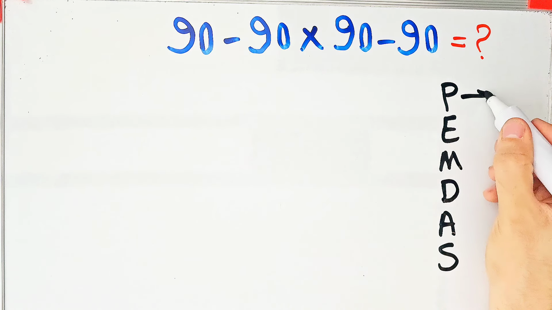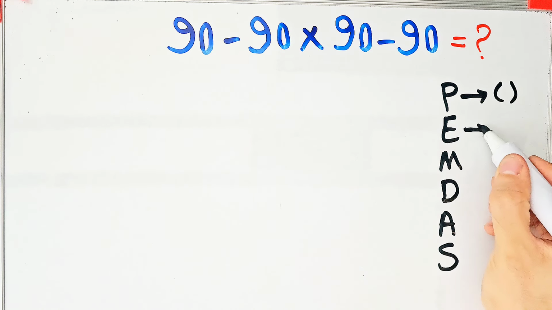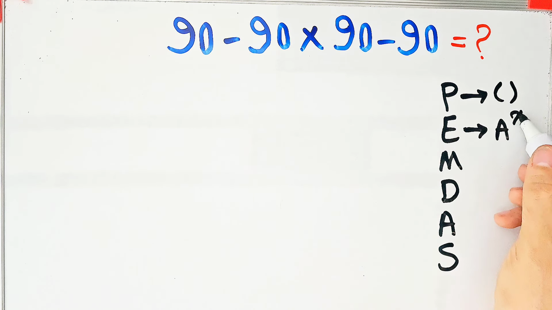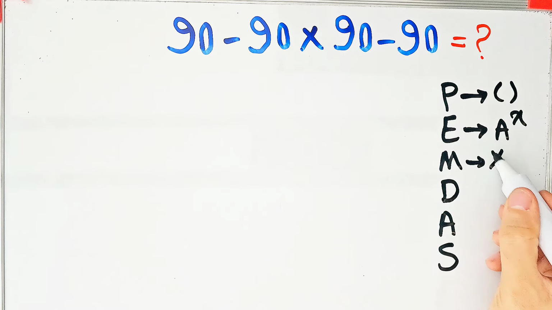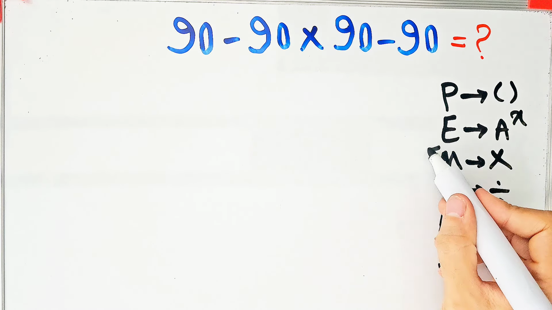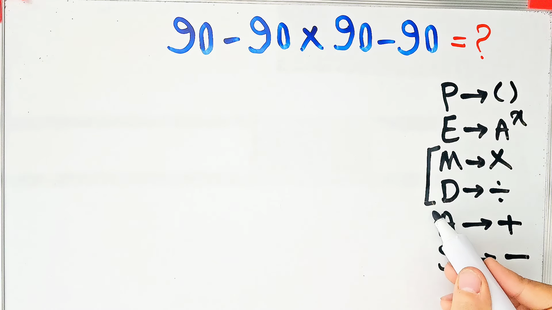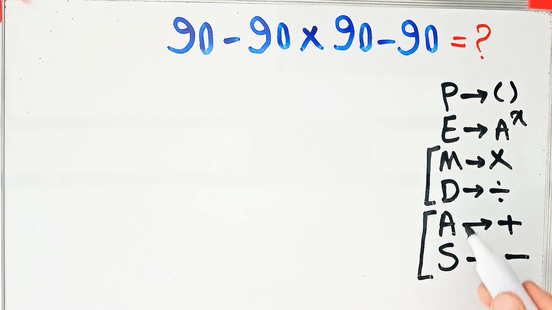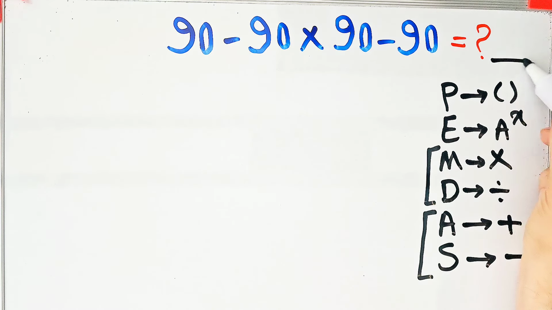In this rule, P stands for parentheses, E stands for exponent, M stands for multiplication, D stands for division, A stands for addition, and S stands for subtraction. Multiplication and division have the same level of priority. Also, addition and subtraction have the same priority. When we have both in an expression, we start from the left and simplify the question.